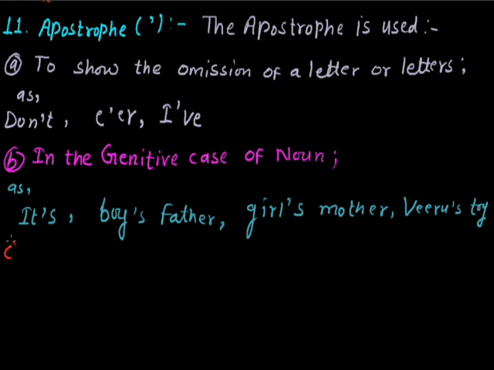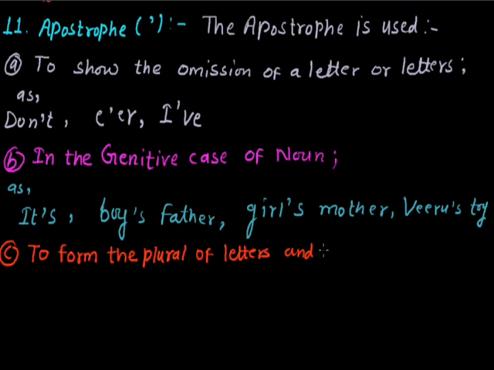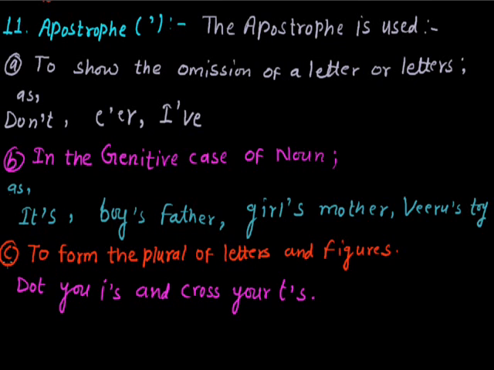Okay, the apostrophe can also be used to form the plural of letters and figures. For example, when I say, dot your I's and cross your T's. Add two fives and four twos.